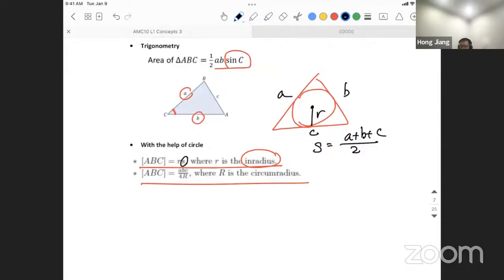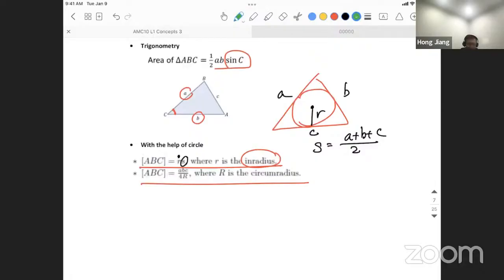Okay, I have a triangle. I have three sides, A, B, C. So the area of my triangle could be A plus B plus C divided by 2 and then times R. R is the radius of my incircle. Okay? Okay, this is one way.